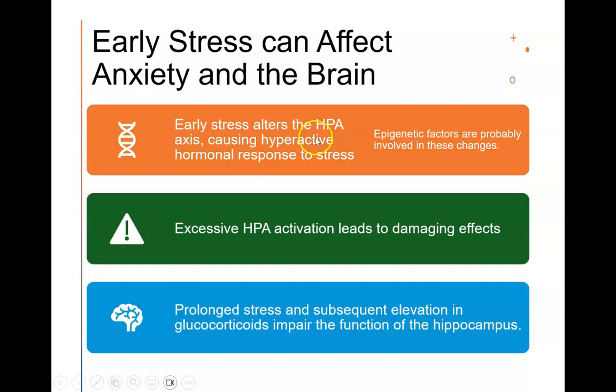Early stress may permanently alter the HPA axis, causing a hyperactive hormonal response to stress. And so these are cases where epigenetic factors might play a role. There was a genetic vulnerability that basically got exposed during a traumatic event. We do know, as we talked about before, that excessive HPA activation leads to damaging effects. It leads to a buildup of cortisol and damage to the hippocampal cells. So again, prolonged stress and subsequent elevation of those glucocorticoids are going to hurt the hippocampus and potentially damage it over the long term.